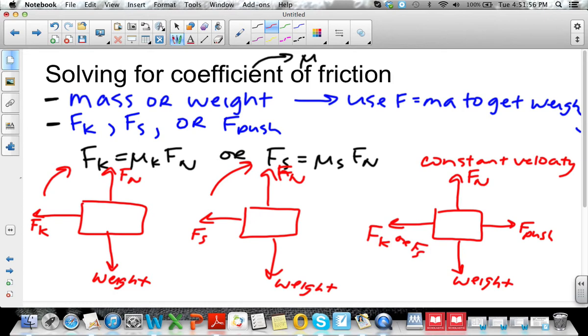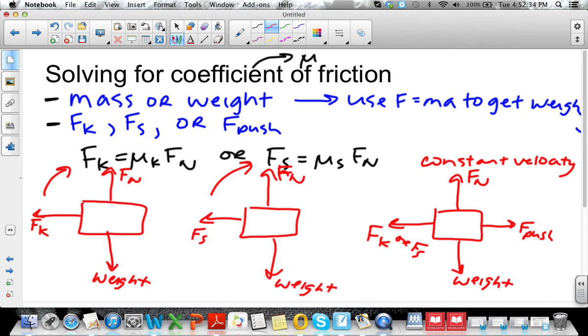So if it says constant velocity and it gave you F push, you know Fk or Fs has to match F push. So then you have enough information again. It's almost like it's one of these two that I just drew already. You have Fk and Fn, you can solve for mu k. You have Fs and Fn, you can solve for mu s. So that's if it's a constant velocity. I'll get into more complicated ones if you're given an acceleration. That's harder. We'll get into that.